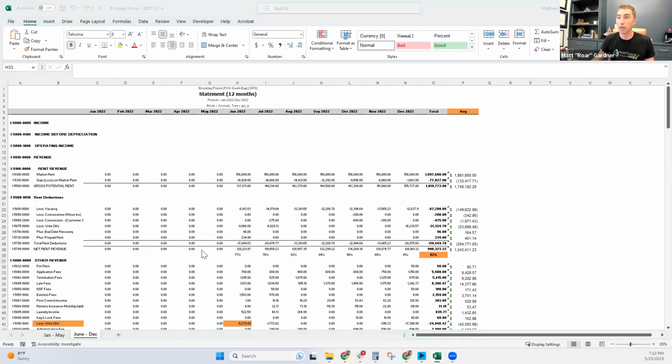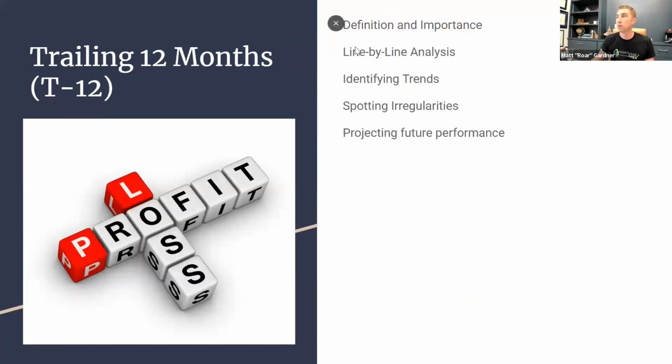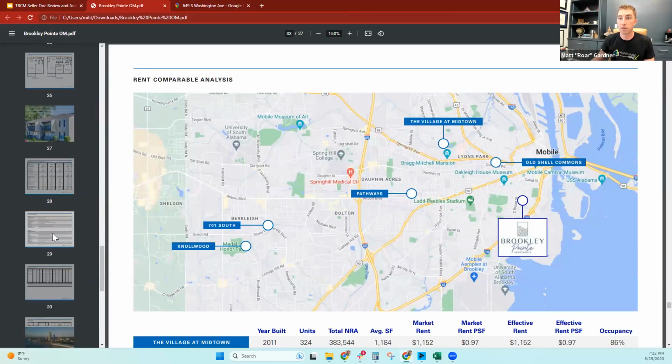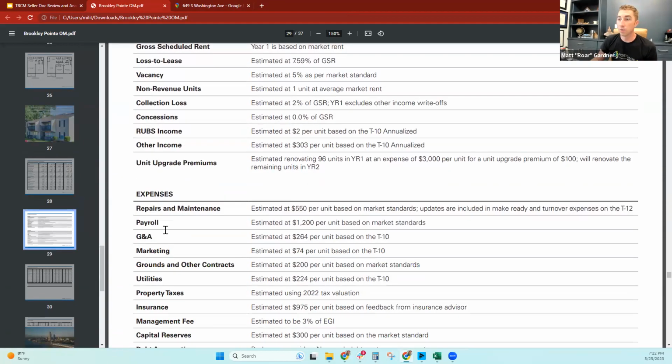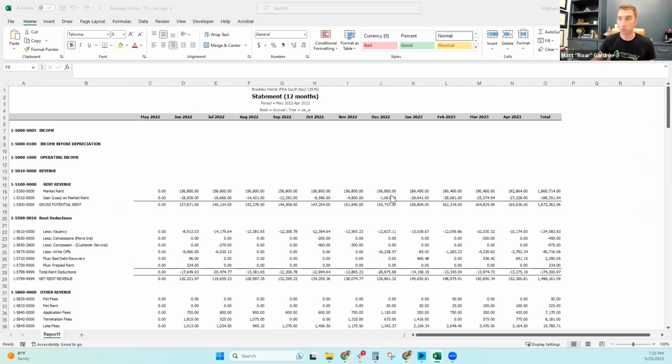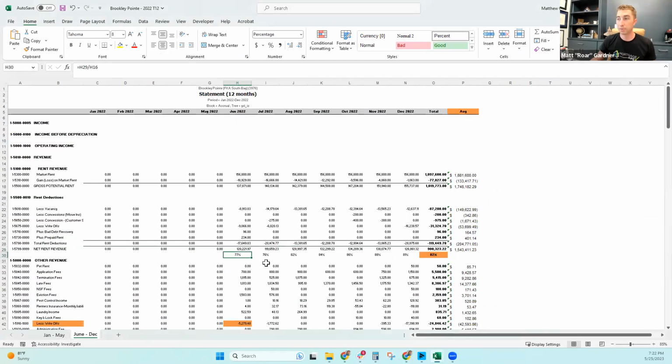If you remember in their OM, we'll go back here. Where's the lovely broker assumptions? In their OM, they're going to say a vacancy of 5% per market standard. But then you look at the vacancy here, it's 23% vacancy, 18% vacancy, with an average over the past 6 months of an 18% vacancy. That's physical and economic vacancy. It's a big deal, right? That's way different than 5% when you run your numbers. So this just highlights the fact that sure, market might be 5%, but this property is running a little bit differently.